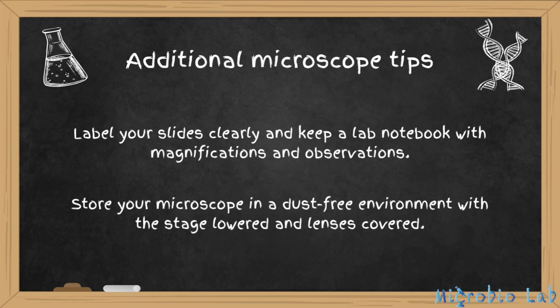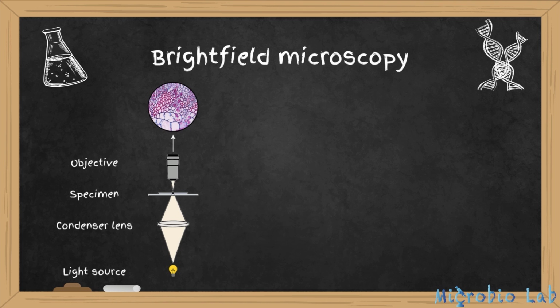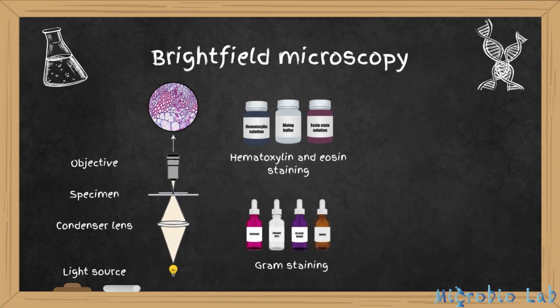With the basics in place, let's now explore the main types of microscopy techniques, starting with the most common. Bright field microscopy is the most widely used basic technique in biological labs. It uses transmitted white light to illuminate the sample from below. Because most biological specimens are transparent, they often require stains, like hematoxylin or gram stain, to enhance contrast.